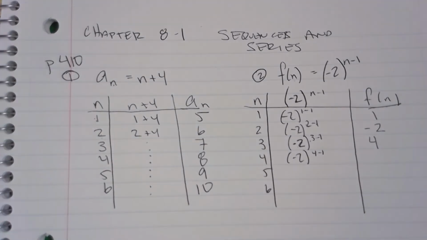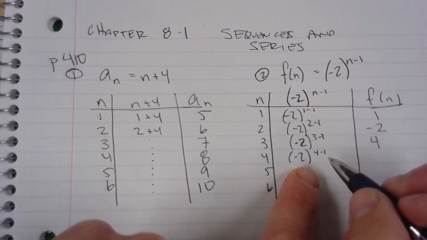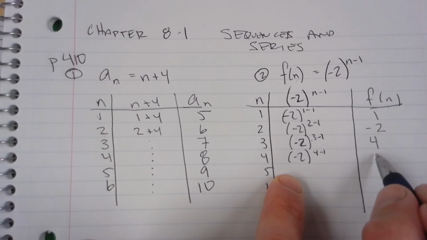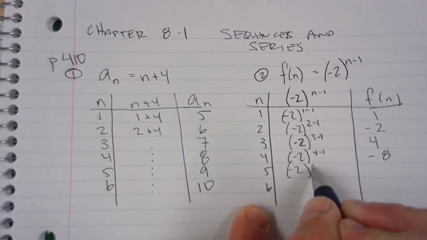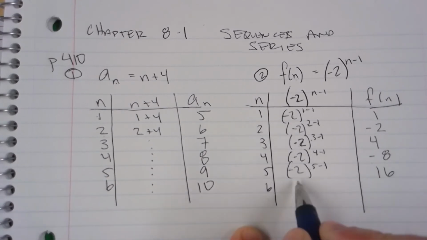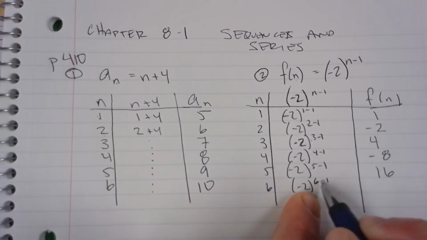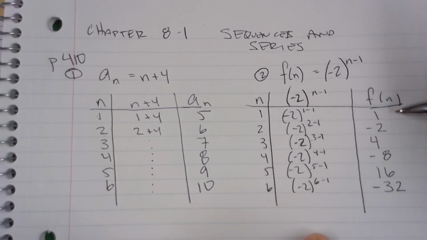And I am going to make sure that I continue my middle column because I'm just not exactly confident that everything's going to turn out the way I think. 4 minus 1 is 3, and negative 2 cubed is negative 8. 5 minus 1 is 4. Negative 2 to the fourth is going to be positive 16. And then finally, negative 2 to the 6 minus 1. 6 minus 1 is 5. Negative 2 to the fifth power is negative 32. So my first 6 terms are 1, negative 2, 4, negative 8, 16, and negative 32.